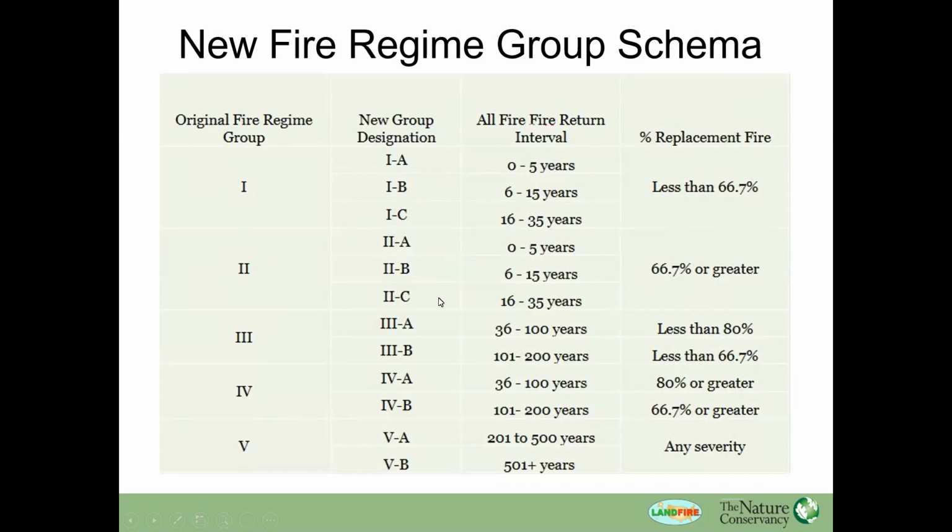So we were able to break those up, and we did a cluster analysis on data to actually see how to break this up. So you'll see more resolution in the fire return interval now. So instead of it being 0 to 35 for fire regime group 1, it's now 0 to 5, 6 to 15, and 16 to 35. Provides a little bit more data richness for you to use if you happen to use fire regime group in your planning.